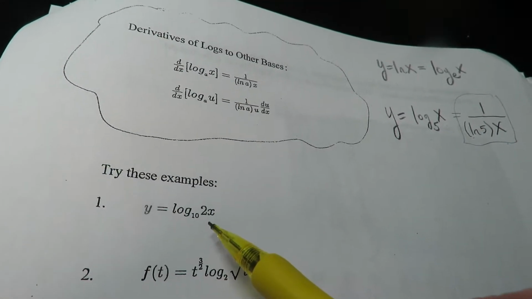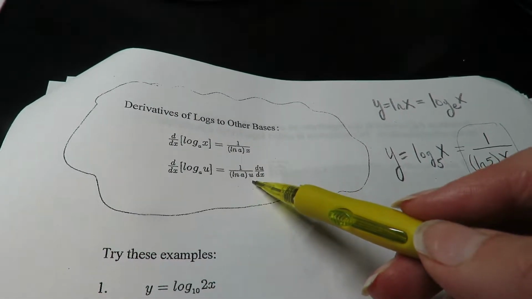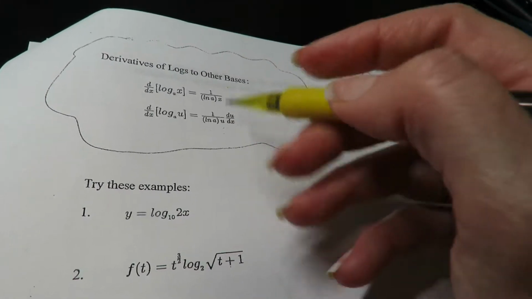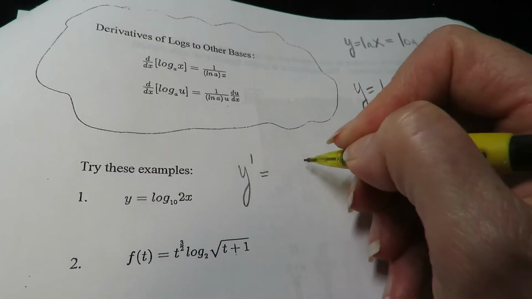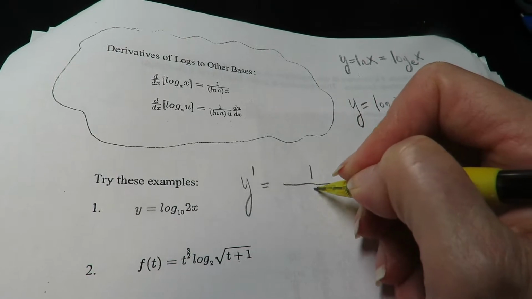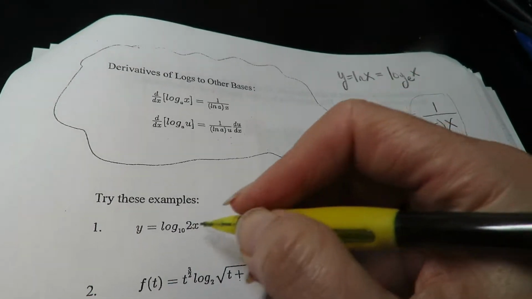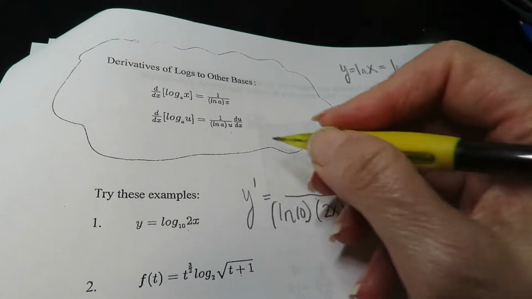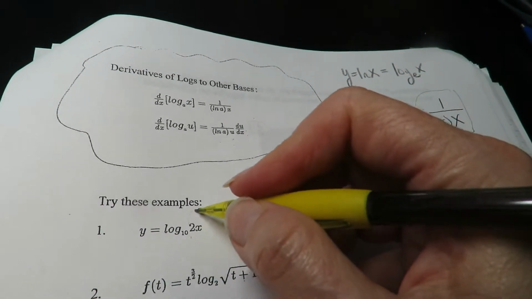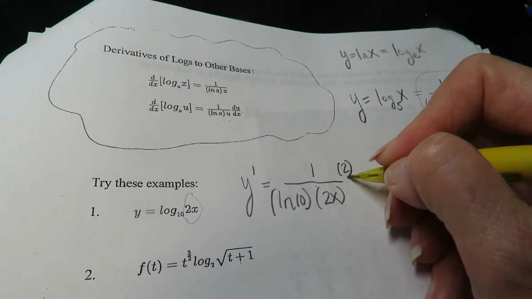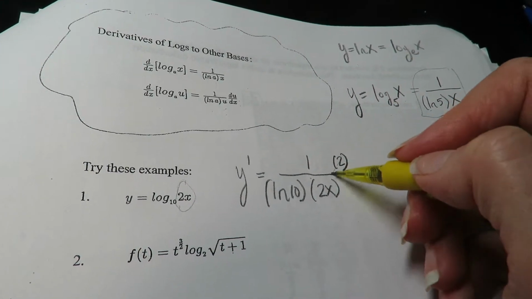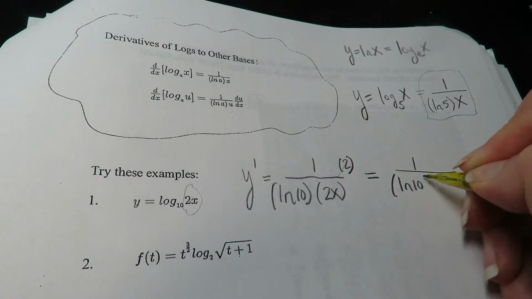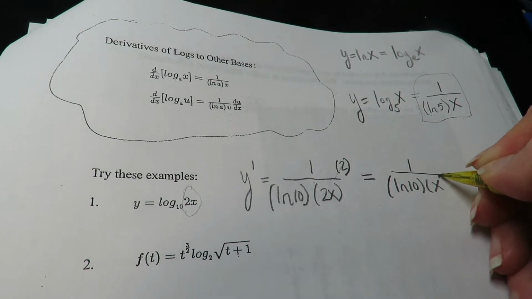Now, if you have a composite, it's a similar idea. You have to have the base, you have to have 1 over the inside, and then you have to have the derivative of the inside. So let's try this one here. The derivative of this, right, you have 1 over the inside, so 1 over the 2x, that's the inside. You have to do ln of the base, which is 10, so ln of 10. And then you have to do the derivative of the inside, u prime. So the derivative of 2x is 2. And then you notice when you simplify this, the 2's will reduce. So you get 1 over ln 10 times x.